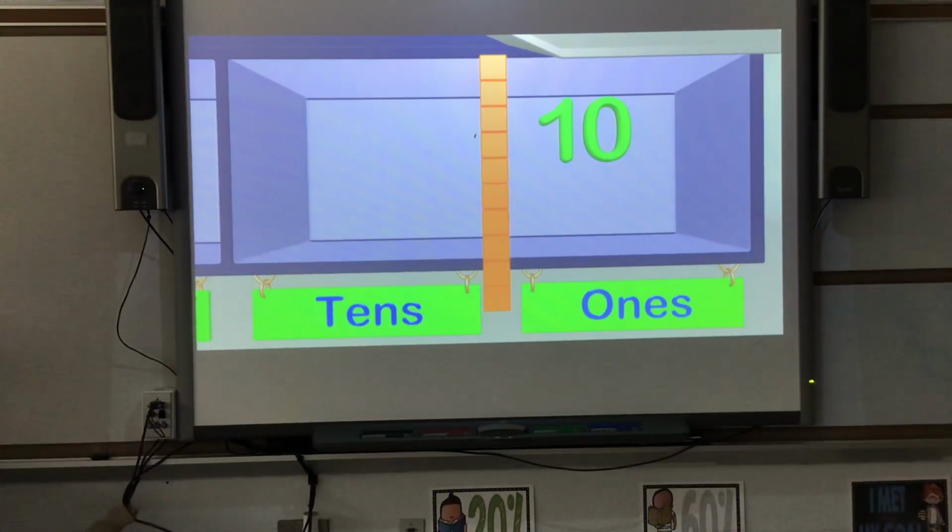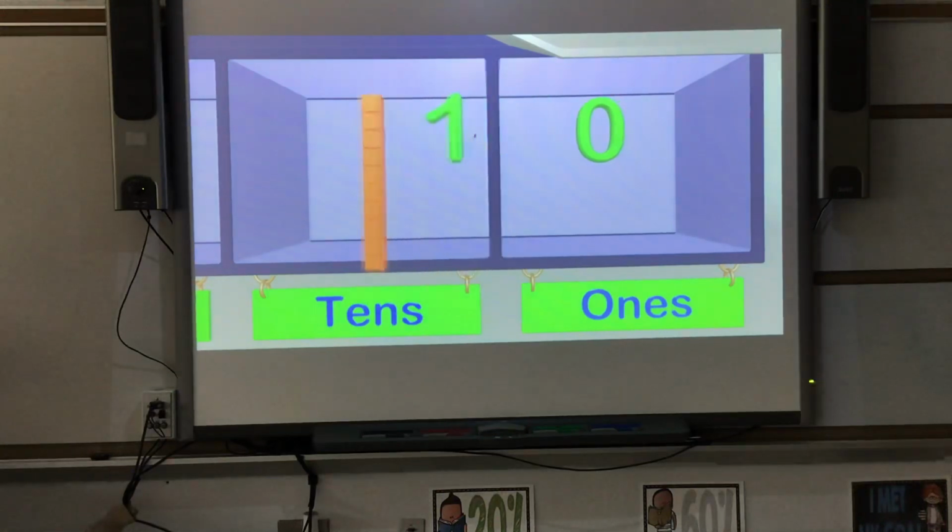You guys are awesome. When we had 9 of the ones blocks in the room, we had no problems, but once we reached 10, we had to form a tens block. The tens block is now in the tens place and not the ones place. In the tens place, we are only allowed to have groups of 10. That means we cannot have any ones blocks in this room.